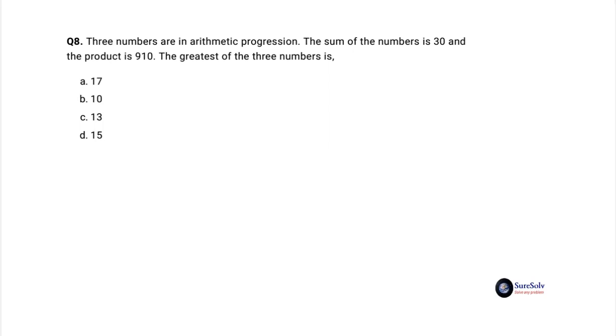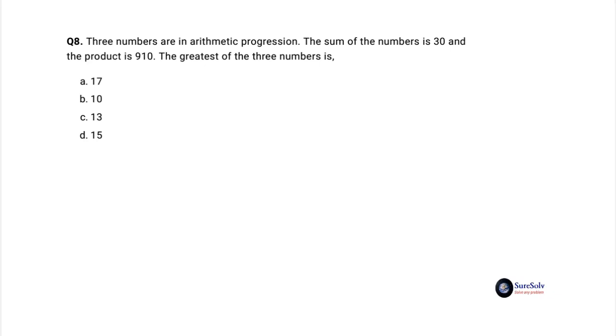Question 8 is, three numbers are in arithmetic progression. The sum of the three numbers is 30 and the product is 910. The greatest of the three numbers is option A 17, option B 10, option C 13 and option D 15.